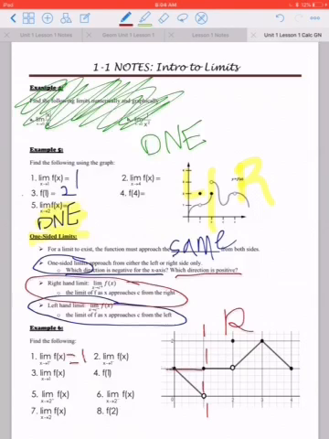Let's do number 2. As you see, it says 1 negative, that means the left side of the graph. So at x equals 1 on the left side, what is the function approaching? 0.